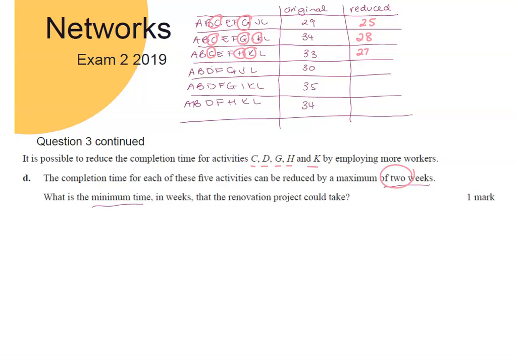Fourth pathway, I've got D and G. So 4 coming off there, new time of 26. In the fifth pathway, again, I've got D, I've got G, and I've got K. So 6 coming off, new time of 29. And the final pathway, D, H, and K. So again, 6 coming off there gives me 28. Okay, and remember you're looking for what is the longest pathway out of those reduced, and the longest is now 29 weeks.